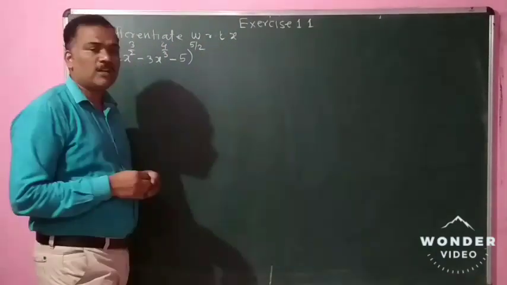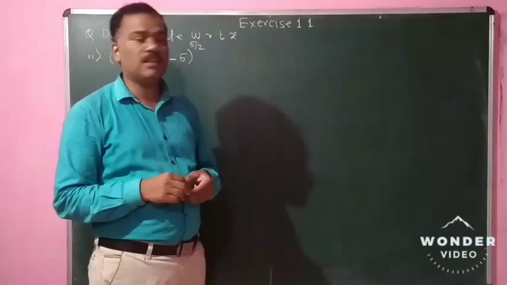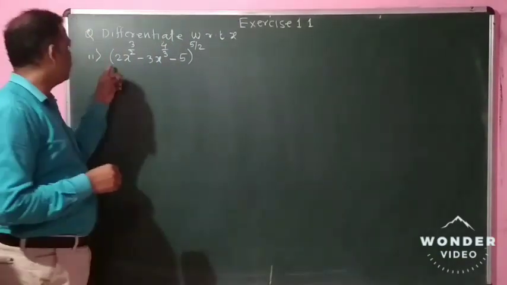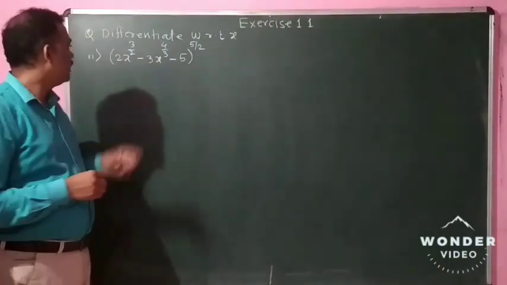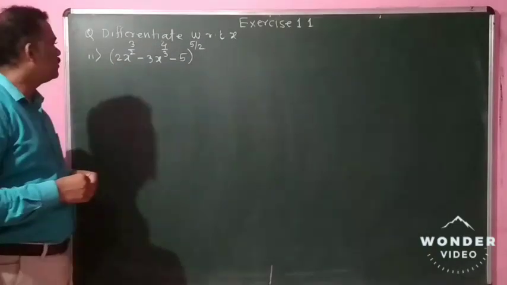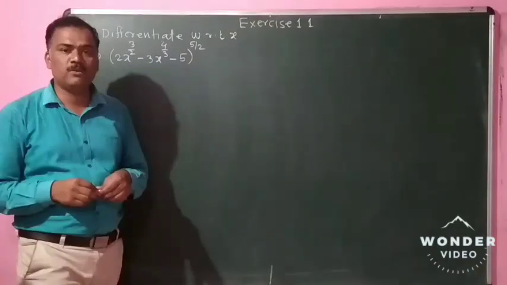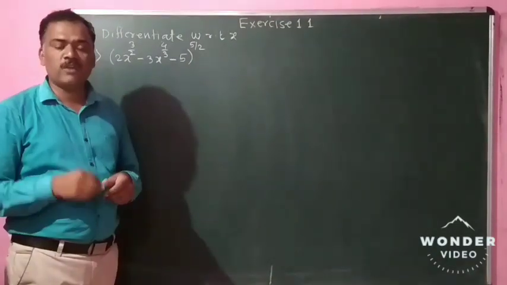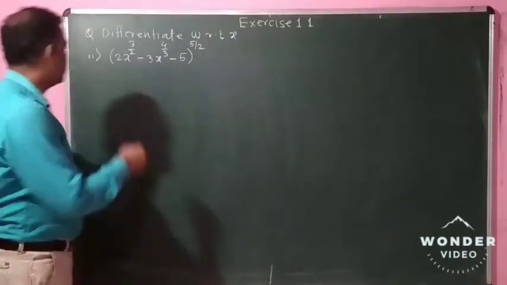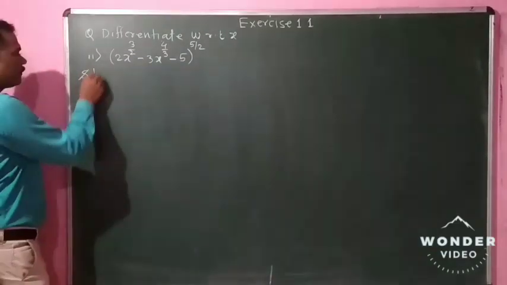From exercise number 1.1 we have to discuss question number 1. Differentiate with respect to x. We have to discuss example number 2: (2x^(3/2) − 3x^(4/3) − 5)^(5/2). We have to differentiate with respect to x. Let us start the solution.